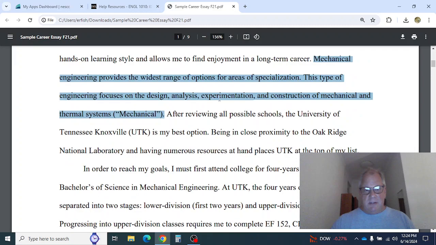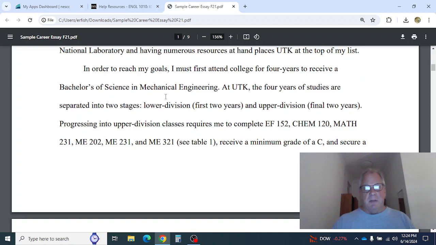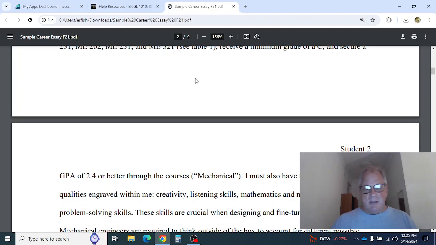And he wants to be a mechanical engineer. Being close to Oak Ridge is going to help him out. Eventually he wants to go work for NASA, which we'll find out later on. But now he's going to get into section 2 of the assignment. He's going to start talking about his goals, what he has to do to get into college and all that fun stuff. Right, they just don't let anybody into UT Knoxville, certainly not into the engineering program.